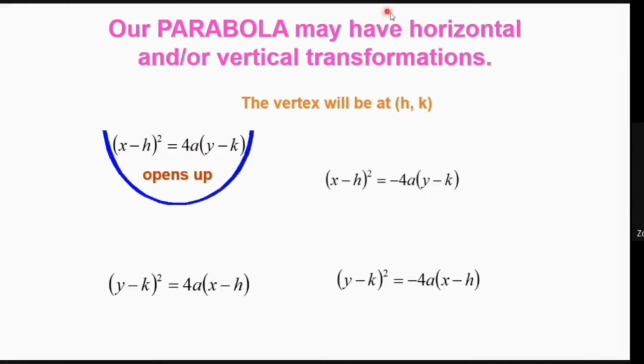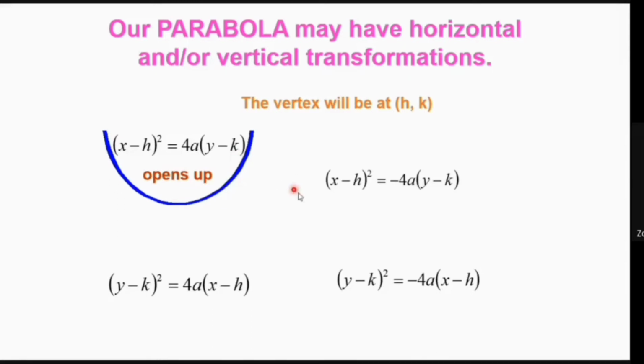Okay, take note, yung HK is the coordinate of the vertex, meaning whatever is the value of H and the value of K, that would be the X component and the Y component, or the abscissa and the ordinate of the vertex of the parabola.